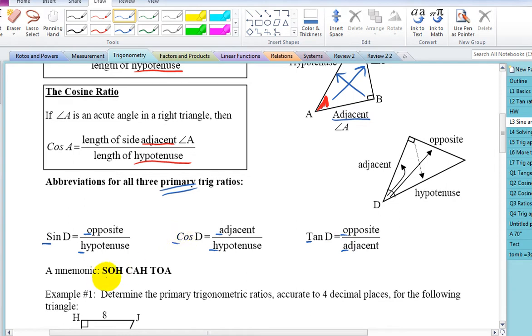So, SOH CAH TOA. It's a little mnemonic to help you memorize it. If you ask your parents about SOHCAHTOA, 100% I guarantee it's going to bring back memories. Maybe nightmares, but still memories. Okay? So SOHCAHTOA. But do you have to memorize all of those? No. Why not?